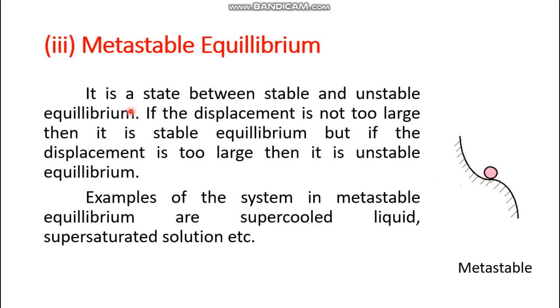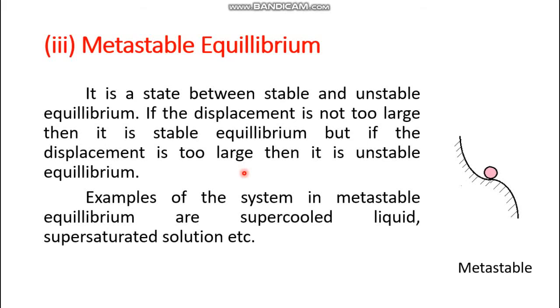It is a state between stable and unstable equilibrium. If the displacement is not too large, then it is stable equilibrium. But if the displacement is too large, then it is unstable equilibrium. So what are the examples of such metastable equilibrium?